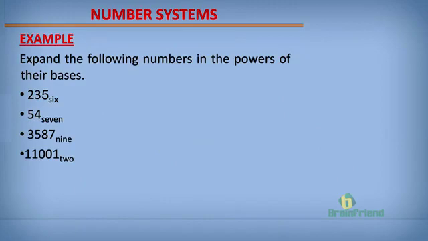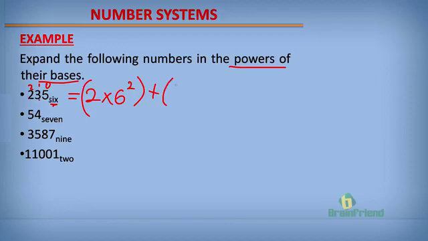Now, an example here says, expand the following numbers in the powers of their bases. Now we have 2, 3, 5, 6. To expand this, we simply denote 5 with 0, 1, and then 2. So expanding this will be equal to 2, this is a 2, times the base 6 times 6 raised to the power 2 plus 3 times 6 raised to the power 1 plus then 5 times 6 raised to the power 0. This is it. Expanding it in the powers of its base.